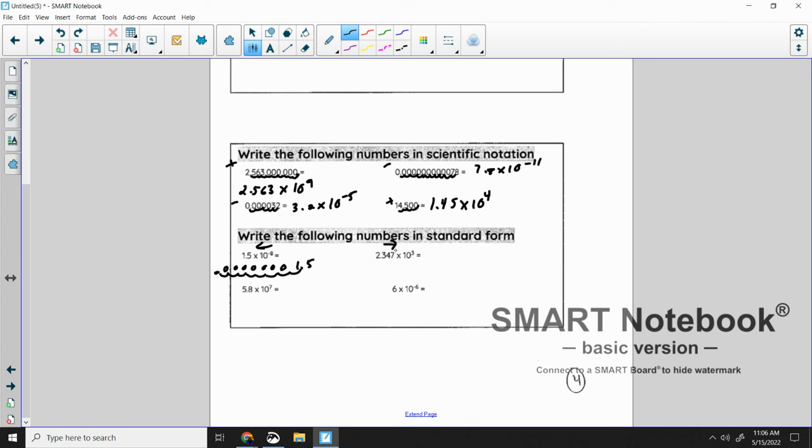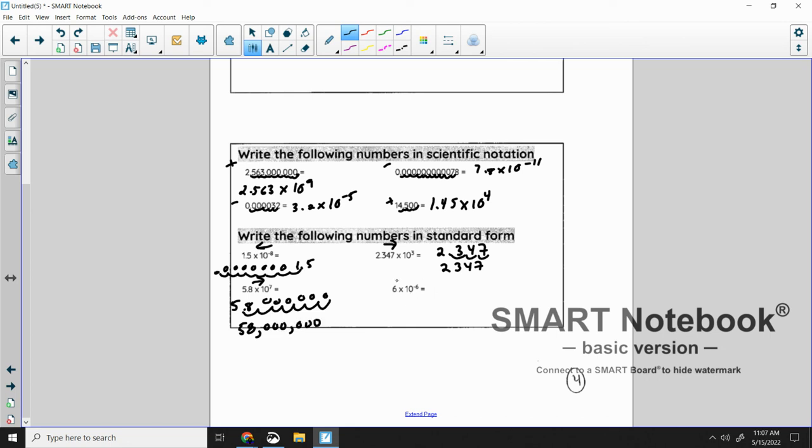This one I'm going to move to the right to make it a large number. So I start with my coefficient and I move the decimal 1, 2, 3 times. So it ends up being 2,347. This one I'm going to move to the right as well. So I take 5.8 and move it 1, 2, 3, 4, 5, 6, 7 times, filling in all those empty spaces with a 0. So if I write that, it would be 58 million.